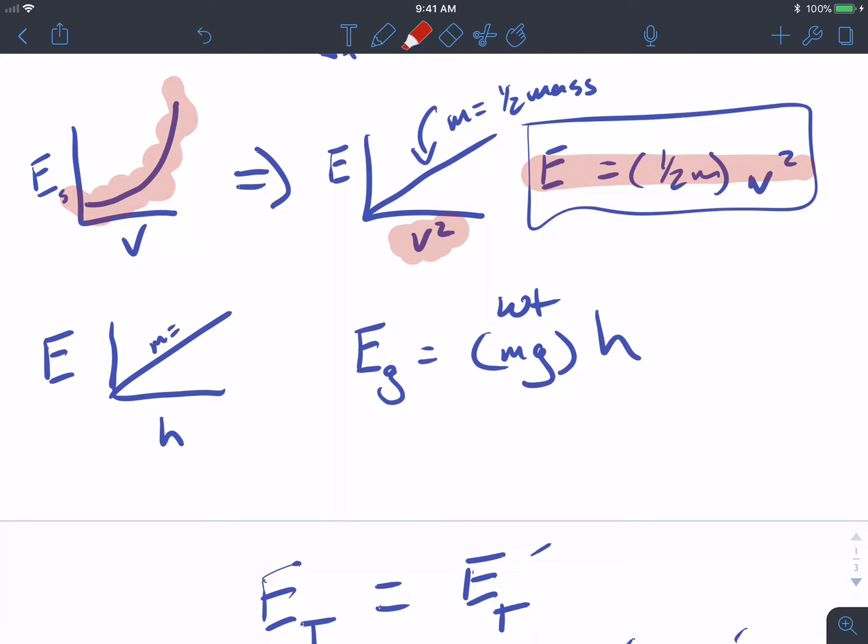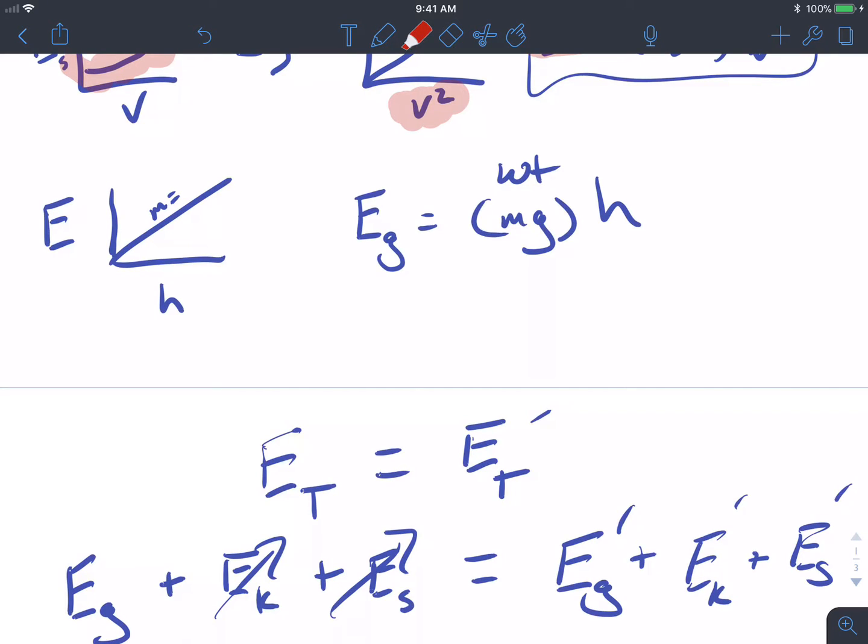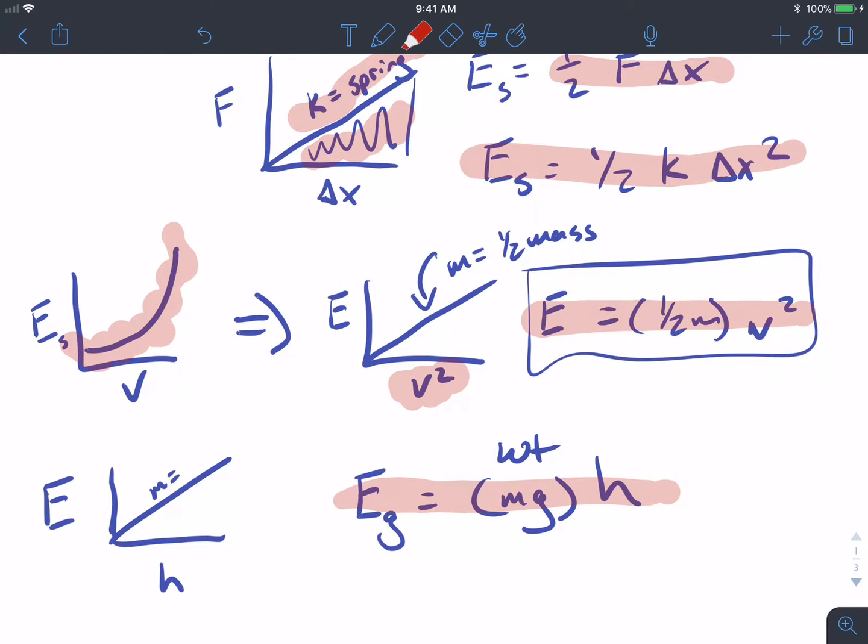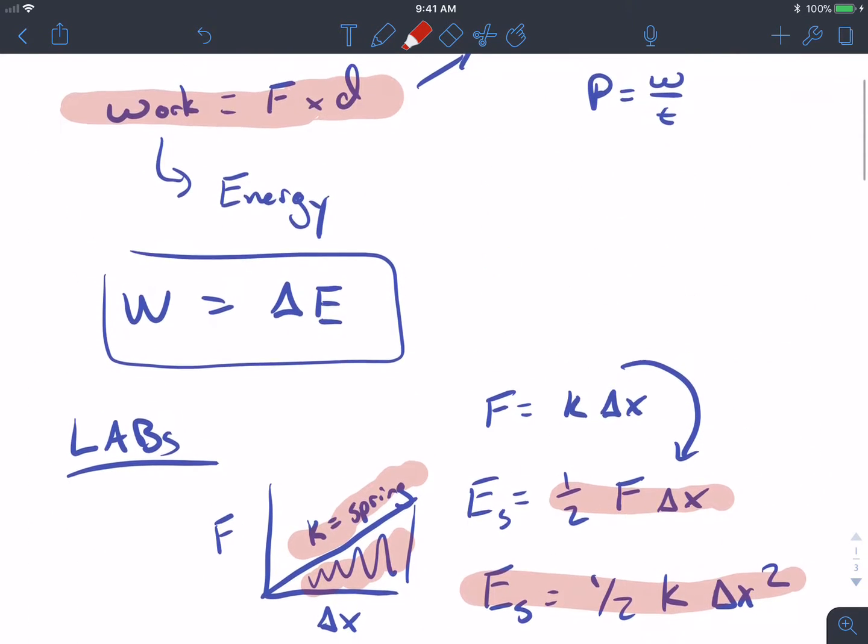And then finally we had energy over height, which is equal to the slope of the line, which is going to be our weight. And if we take our weight in basic form, we see that it's mass times gravity. So weight is force of gravity, and then we break it up into its components. So mass times the acceleration due to gravity, and multiply it by its height. So that's how we got our gravitational potential energy. So those are the three energy formulas that we will be using.